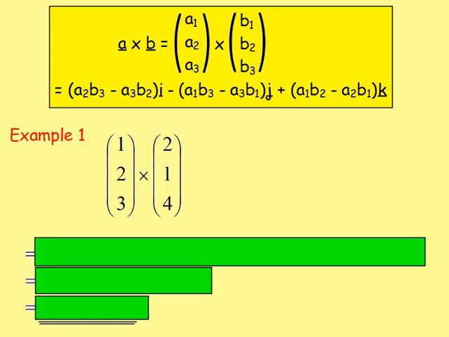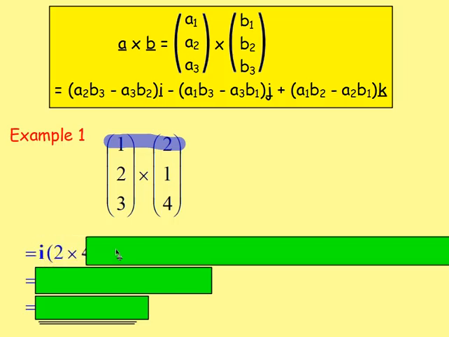So, example 1, let's say we're working out this vector here, the 1, the 2, and the 3, and we're multiplying that by 2, 1, and 4. So, we're wanting to work out the cross product, or the vector product. We know to do that, we're going to cover up that top row, and we've got this 2 by 2 matrix remaining. So with that 2 by 2 matrix remaining, we work out the determinant of that. So we'd have the 2 times the 4 and the 3 times the 1, or the 1 times the 3. That will be the coefficient of I.